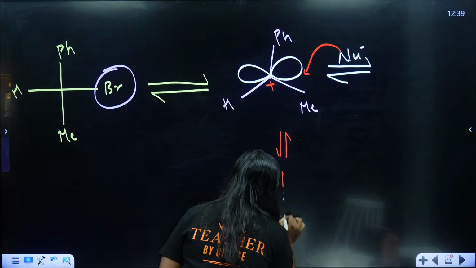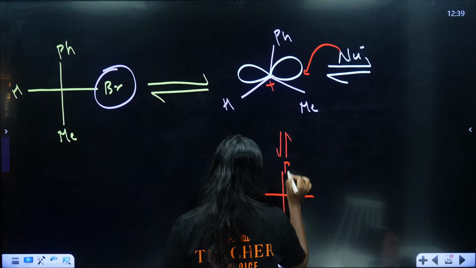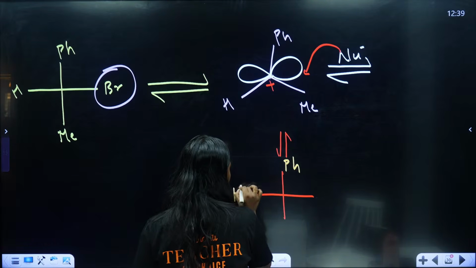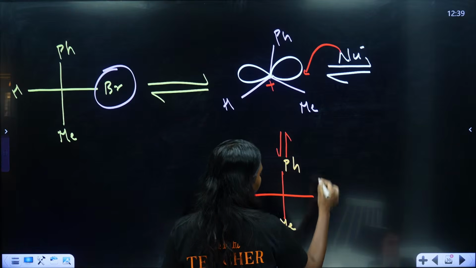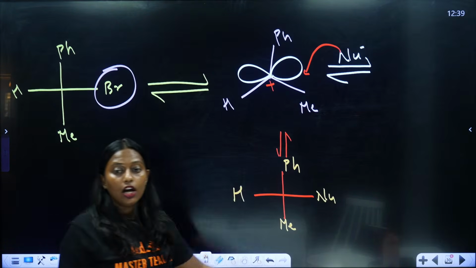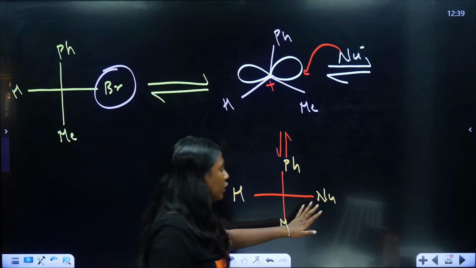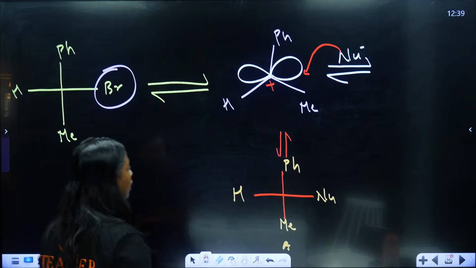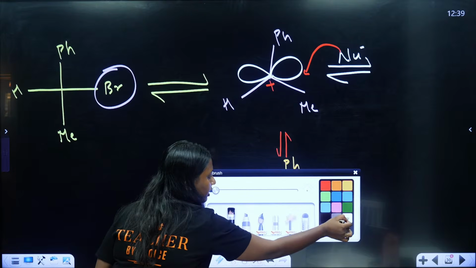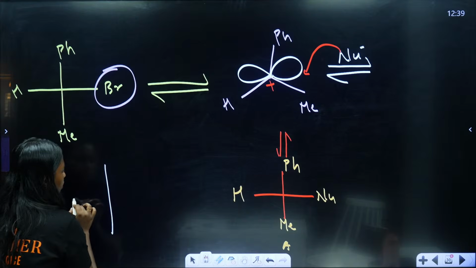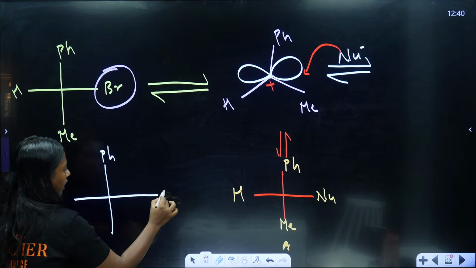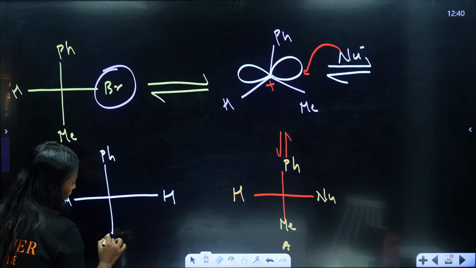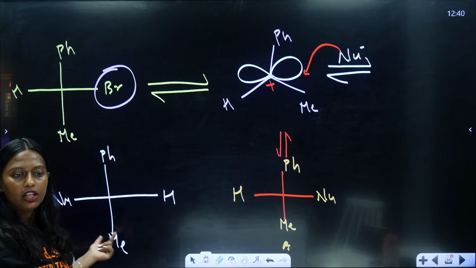So the first one: here you can see the phenyl group, here it is hydrogen, here it is methyl, and here it is a nucleophile. There are two chances. This is our product A. There is one more product, product B. This is the phenyl group, this is our hydrogen, this is our nucleophile and this is our methyl group.